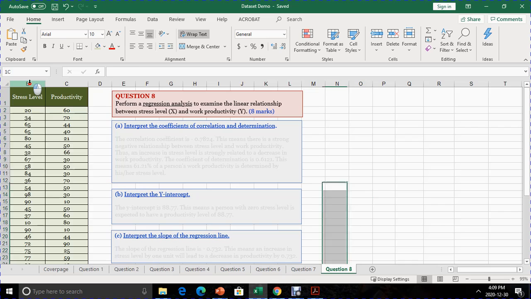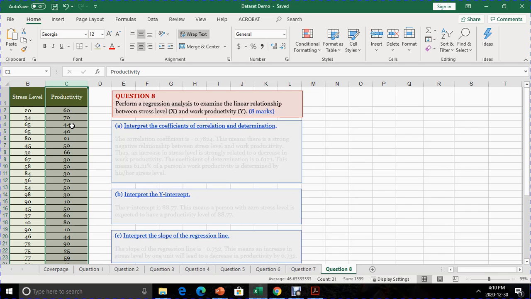We have stress level, which is measured in numerical values from 0 to 100, and level of productivity, which is also measured in numerical values from 0 to 1. So the question is: is there any linear relationship between employees' stress level and their level of productivity?